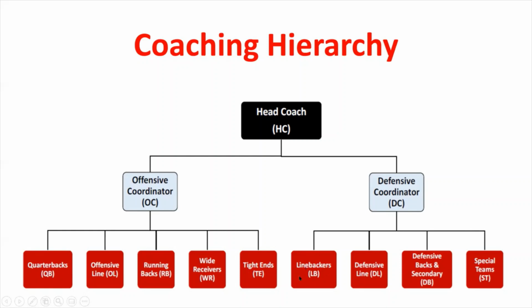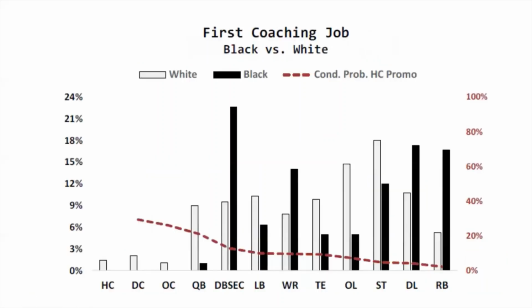But it's more likely that we have black coaches being hired as linebacker coaches and more likely we have white coaches being hired as special teams coaches. Well, then we have allocative discrimination going on, because now the path to becoming head coach is going to be easier for that special teams coach as opposed to the linebacker. So that would be the idea.